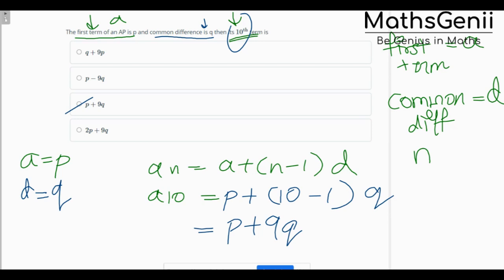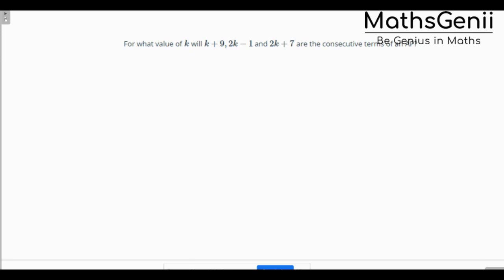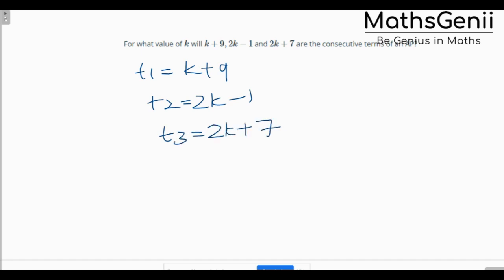Okay. Moving on to the next question. Again, a similar question that we had done for the first question of AP. T1, T2, T3. T1 is K plus 9. T2 is 2K minus 1. T3 is 2K plus 7. How did I teach you to remember the formula? T2 minus T1 is equal to T3 minus T2.